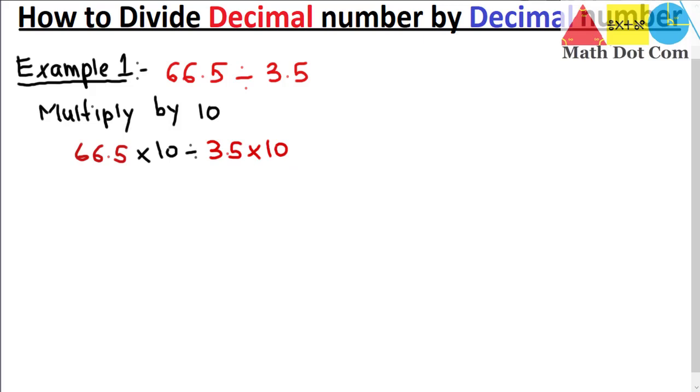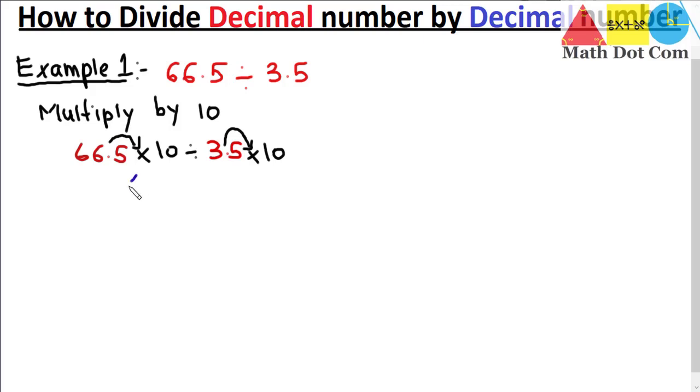Now what is the purpose of 10? Well, one purpose is to convert it into a whole number. And how will it be converted into a whole number? Whenever you multiply a decimal number by 10, the decimal point of the number will move one digit to the right. So this point will move here and this point will move here. So what we will get is whole numbers.